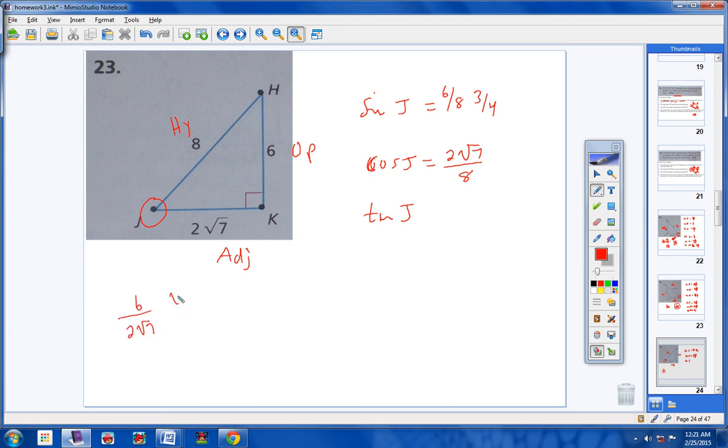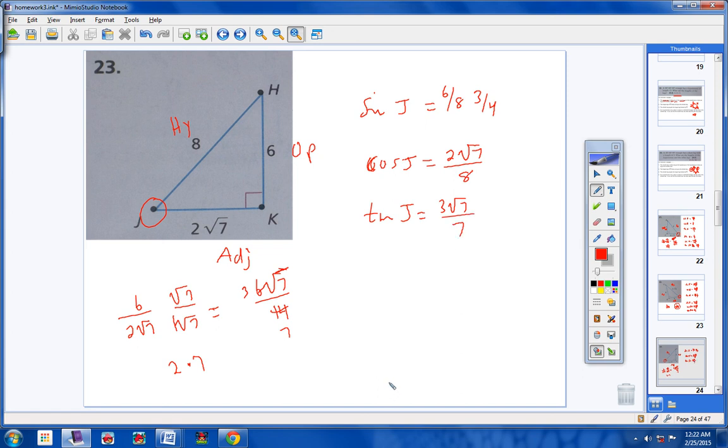Multiply the top and the bottom by square root of 7, and you will get 6 square root of 7 over, well, there's a 1 here. 2 times 1 is 2. Square root of 7 times square root of 7 is 7. So 2 times 7 would be 14. Now you can reduce your outside numbers. 2 goes into both of them. So I would have a 3 here and a 7 here. So 3 square root of 7 over 7.